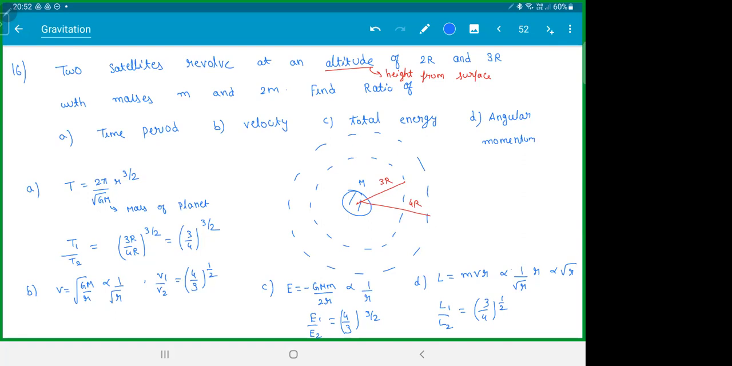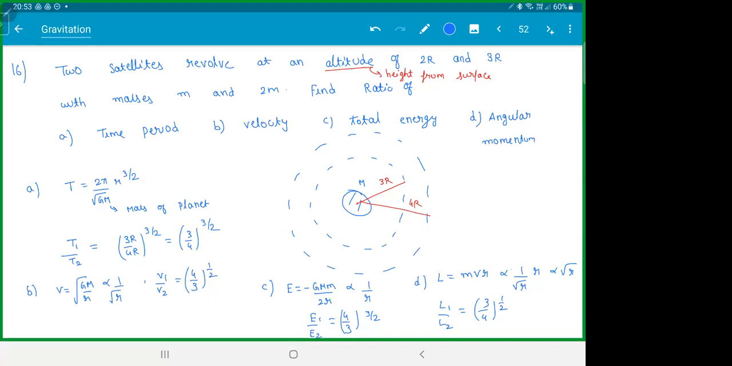Altitude means height from the surface. That is the meaning of altitude. If I say radius of the orbit, it means the distance from the center. So if someone says the radius of the orbit is 2r, he's saying the distance from the center is 2r. If I say altitude 2r, altitude is always measured from the surface of the planet. So it is r plus 2r. Clear?